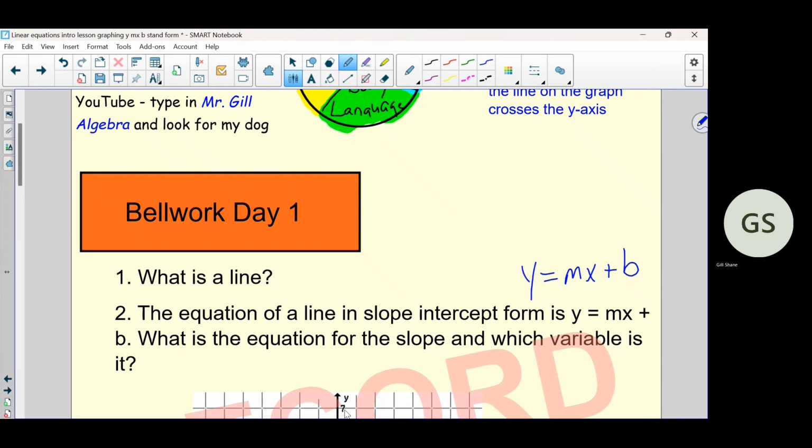Lock it in. So a line is all the possible answers. The table you create comes from finding possible answers. So a table is a few possible answers. That's how we can kind of guess where the line's going to be. So that's why we do a table, to make the line on the graph.